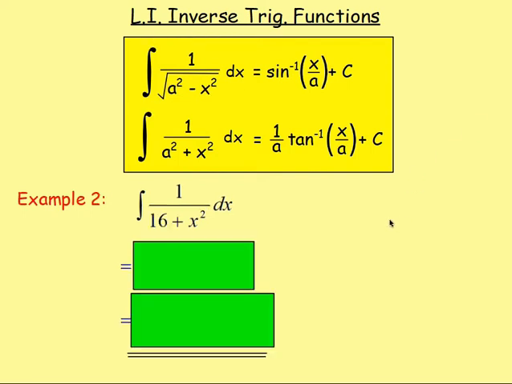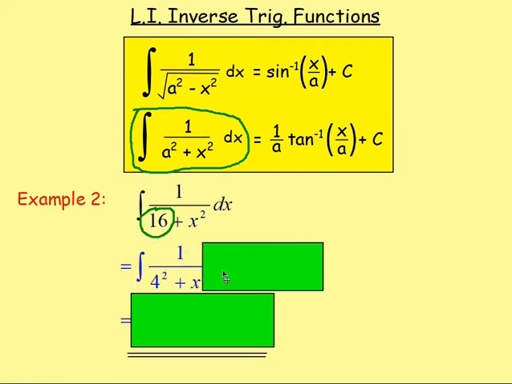Example 2, integrating 1 over 16 plus x squared. So this one here, have a look. Well, you can see that is in this form here. But what do you notice? Well, we've got 1 over an x squared, they've got a squared, and here we've got a 16. So once again, you need to do the same thing. We need to write 16 as something squared. And we know what the 16 would be. Perfect, it's going to be 4 squared. So we can rewrite that as 1 over 4 squared plus x squared. So that is what we will integrate.